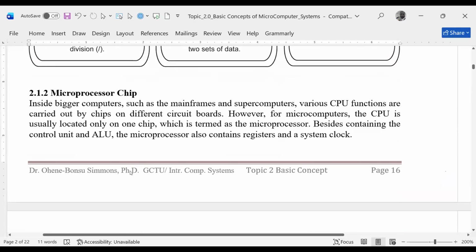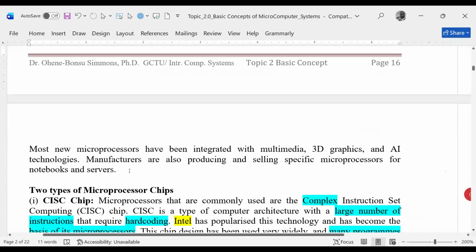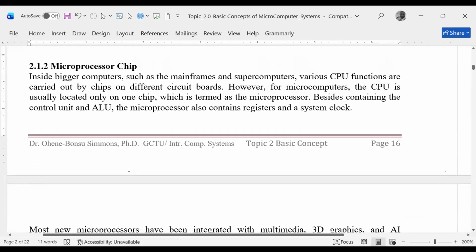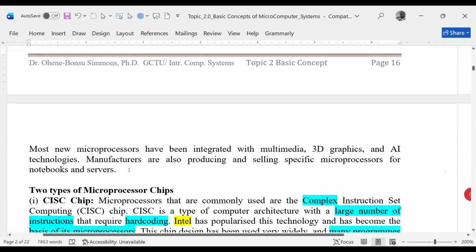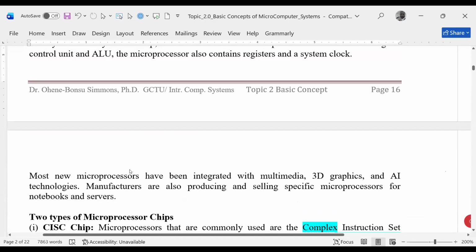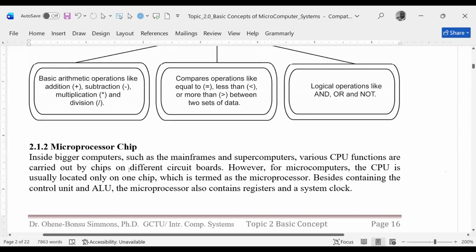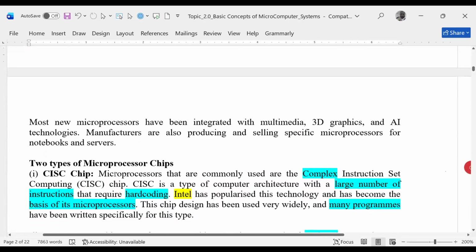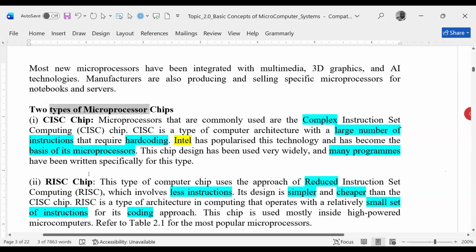The next is microprocessor. Now we have understood the microprocessor. We have two techniques or two types of microprocessor chips. Two types. So I'm starting from here. The two types are, one is called CISC, which means complex instruction set computing, and another RISC, reduced instruction set computing. This means before any manufacturer or developer will come out with a computer-related product, you need to consider these two types of architecture.